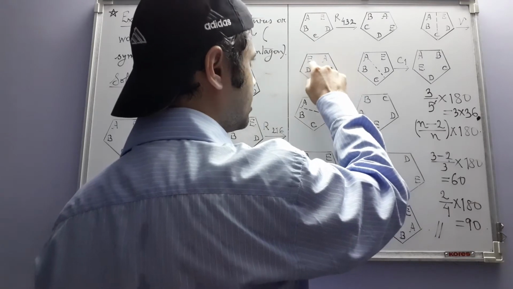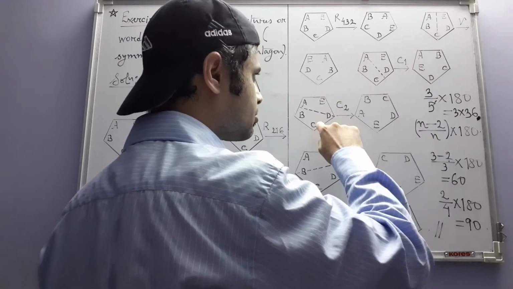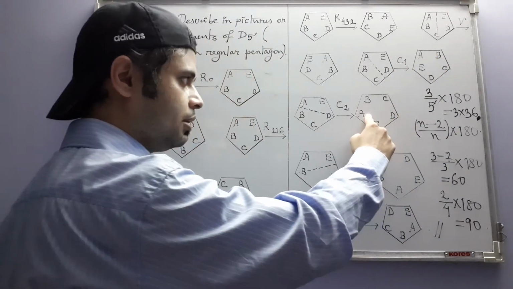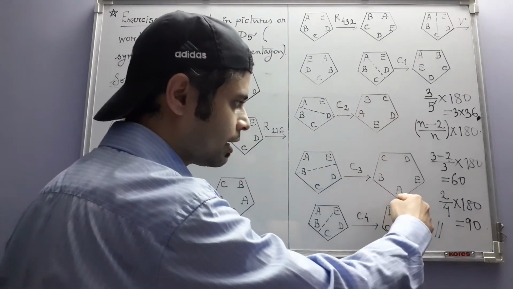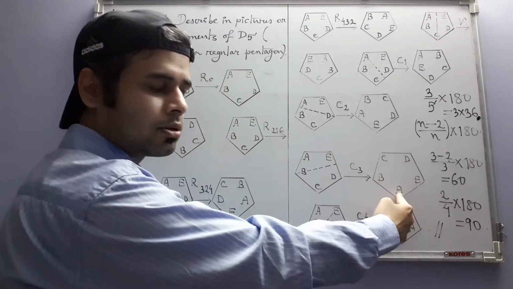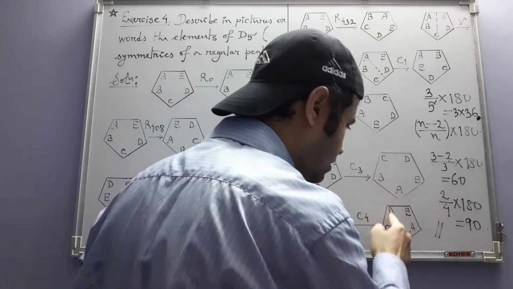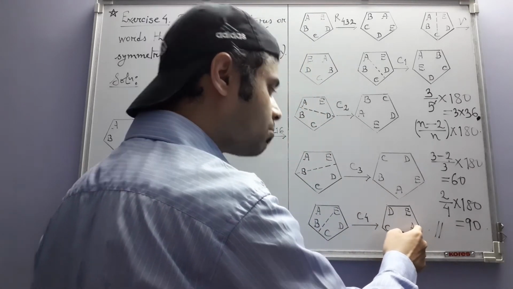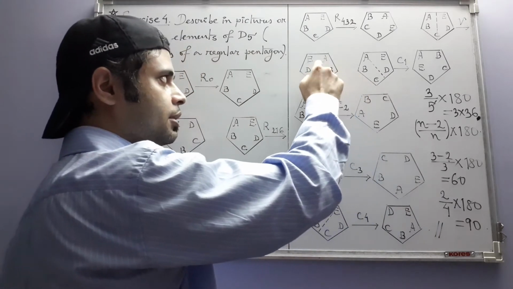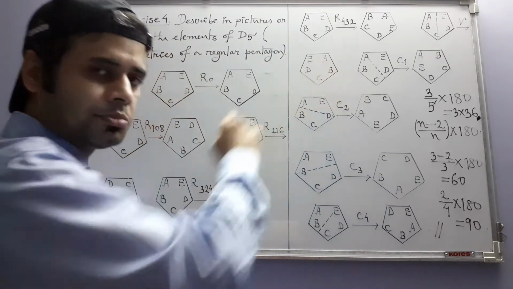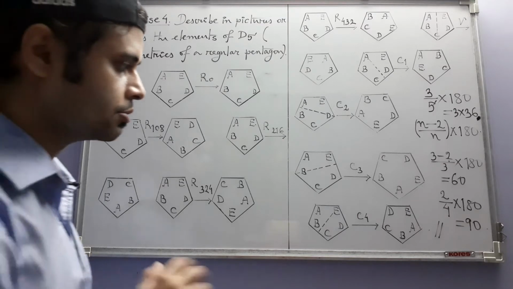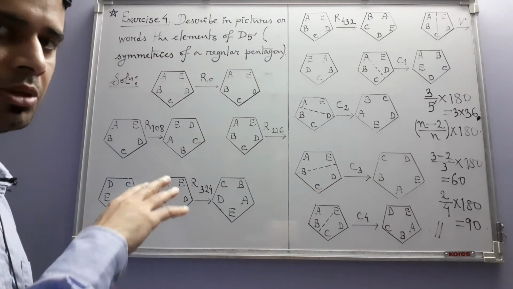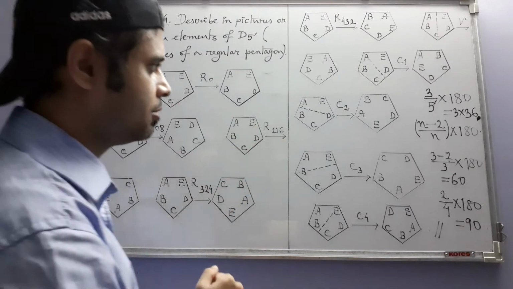So A will come here, then in the next rotation, A will shift to the position of E. A will come here. Then in the next rotation, A comes here and becomes the bottom vertex, and finally A comes here. If we make one more rotation, then we will get this arrangement back, so we won't get anything new. So here, we have reached the maximum number of symmetries.